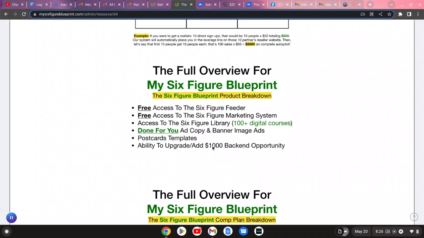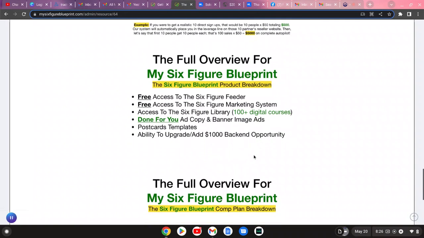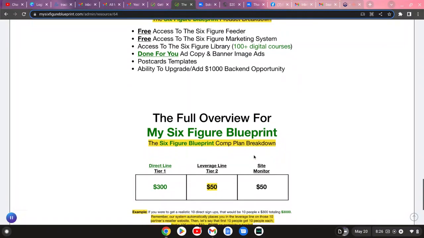And the ability to upgrade at $1,000 through that back end opportunity I was telling y'all about in the earlier video. I think it's called the Resellers Club. I don't know a whole lot about it. I just know you can earn $1,000 commission if someone signs up under you. I think it's like $11.97 to get started, but I don't know a whole lot about it. All right, with this system, it works a little bit different.